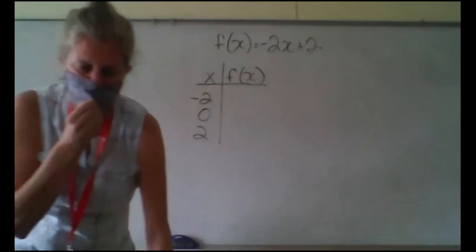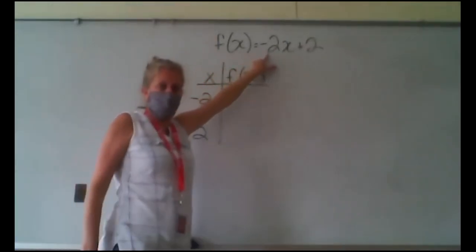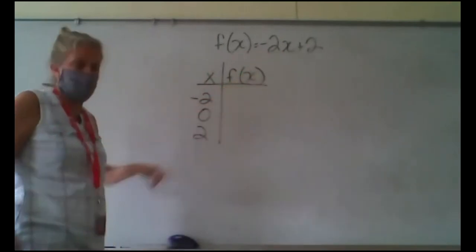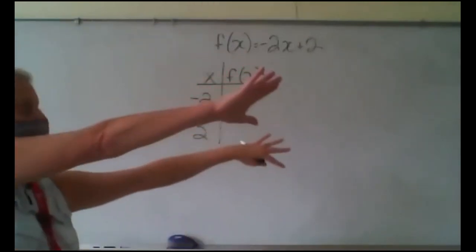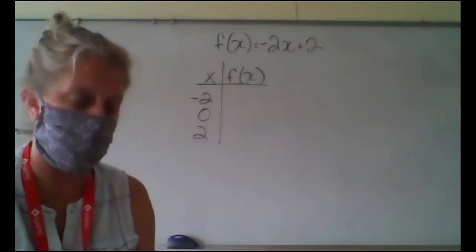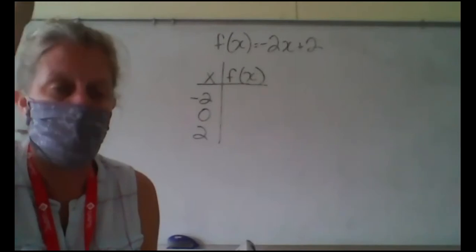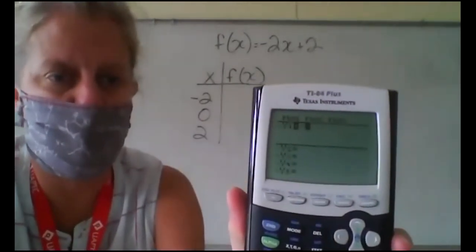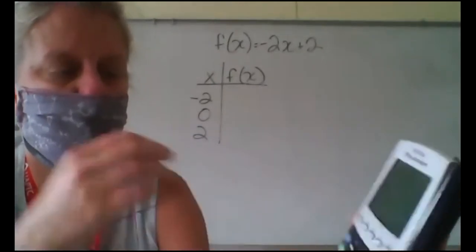So let's see, my first function is negative 2x plus 2. It wants me to plug in negative 2, 0, and 2. Now I could go do all that and write it all out over there and take up half this board doing all that math. Or I could go to my y equals and use my table function. What is my function? It's going to be negative 2x, so negative 2x plus 2.